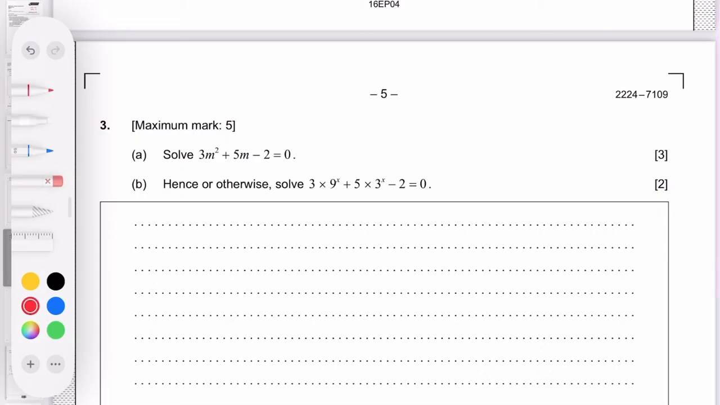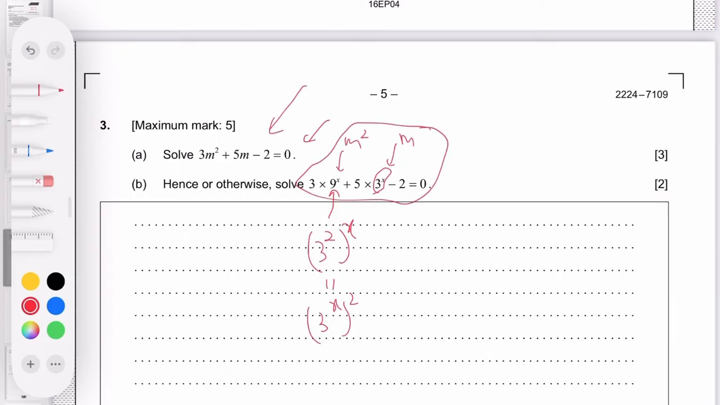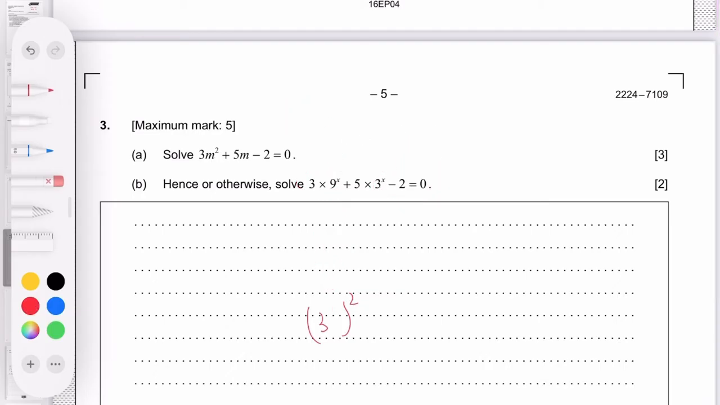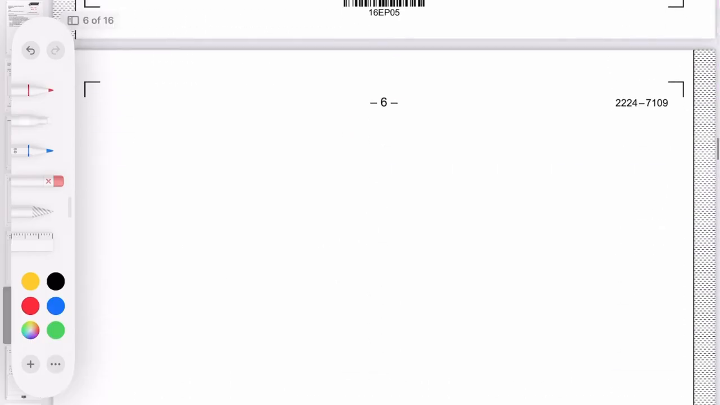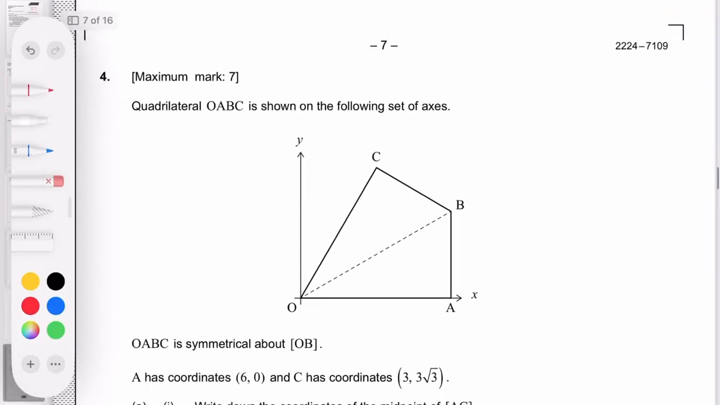Three, like A should be straightforward. B is just seeing that 9 to the power of x is actually 3 squared to the power of x, which is actually 3 to the power of x, squared. So if you take 3 to the power of x as m, then this is m squared. And so you just get the same quadratic as part A, so they have the same solutions. Then you can find x.